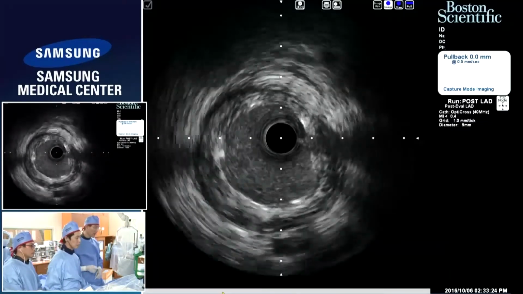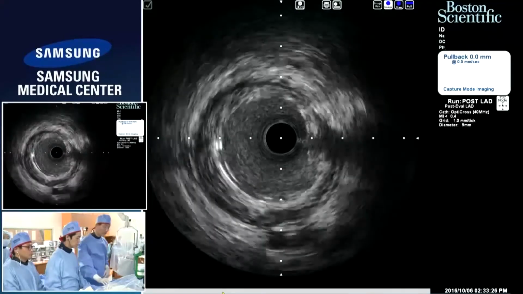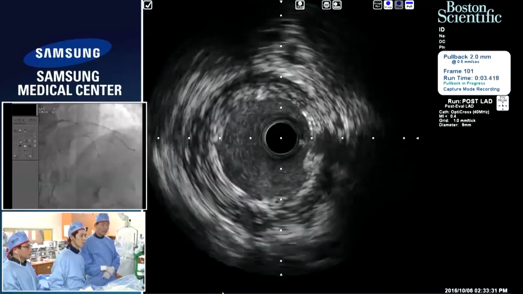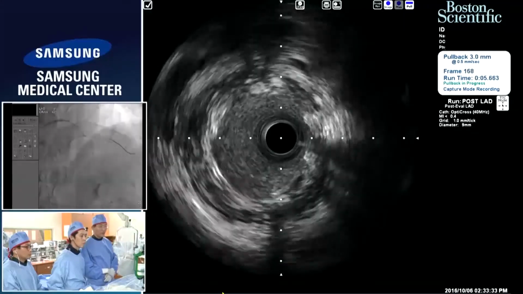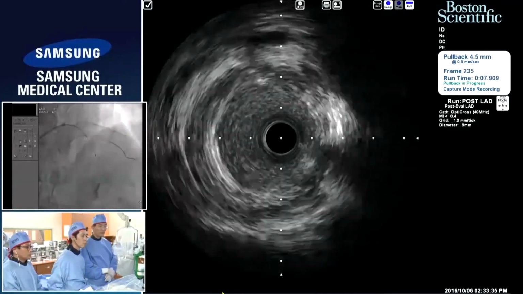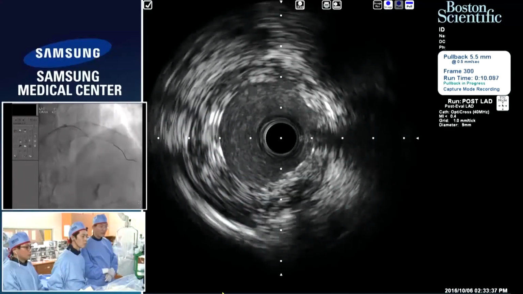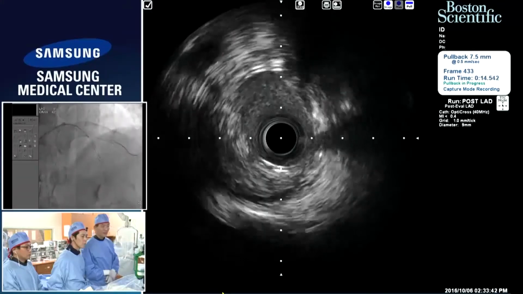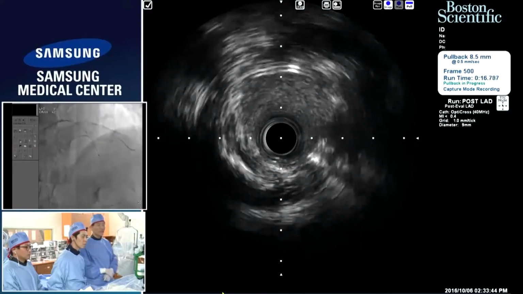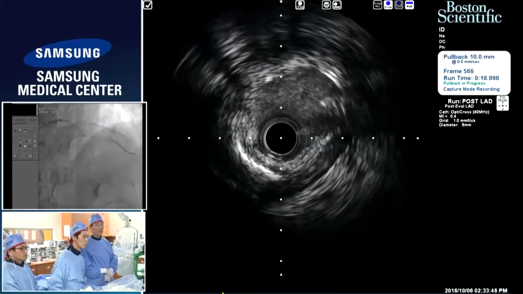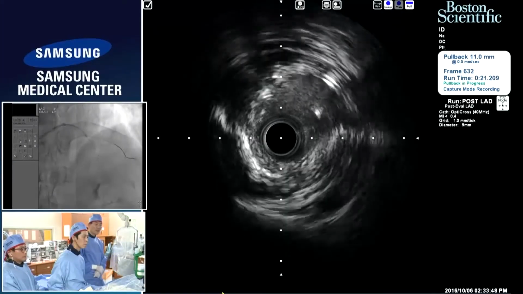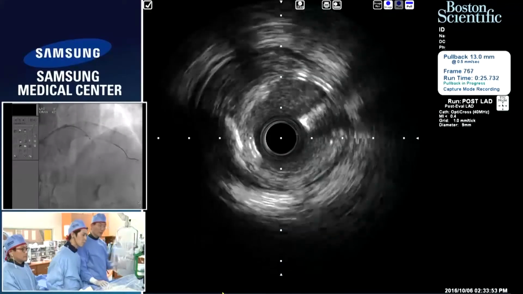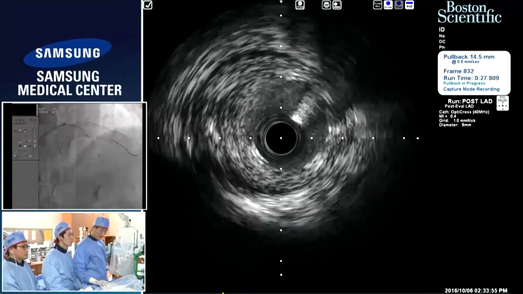On the large screen. Okay. Pull back. This is LAD. Yeah, a little bit undersized, but it's okay. Looks great. So, okay, ostium, not okay, right? This is eccentric, MLA was formed at the ostium of LAD. Okay, so yeah, this is proximal location.